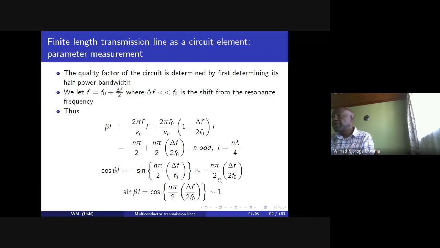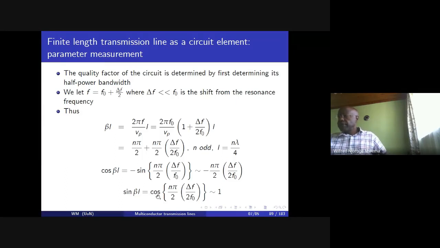And we can always approximate that one as long as delta f is much smaller than f0, then this expression here is going to be a very small value, and we can approximate it as minus n pi by 2 delta f over twice f0. I think there's a problem here. The twice f0 is missing in this particular expression.